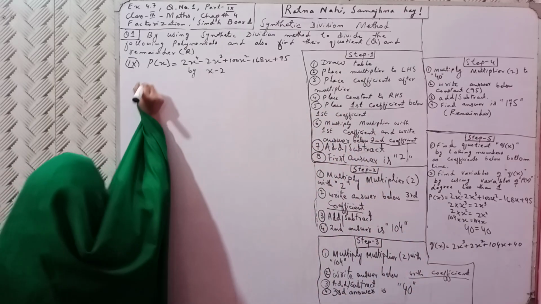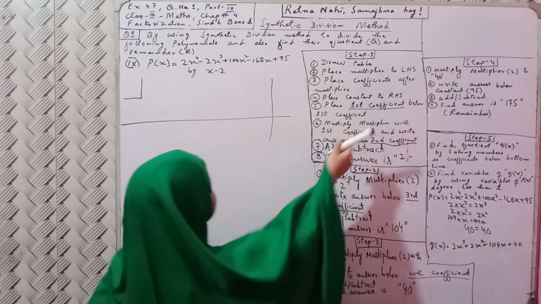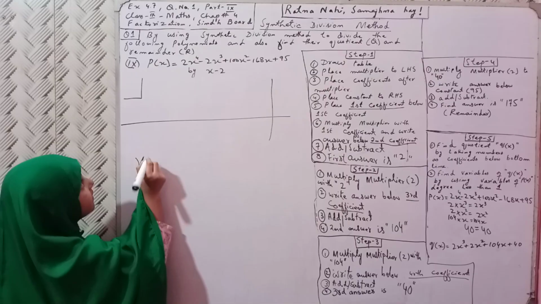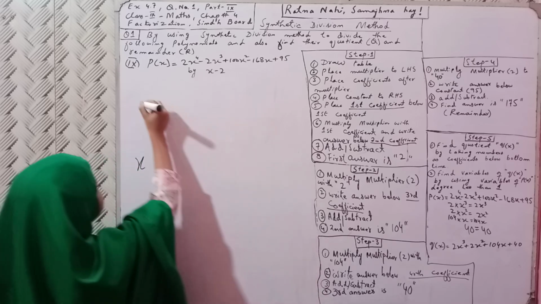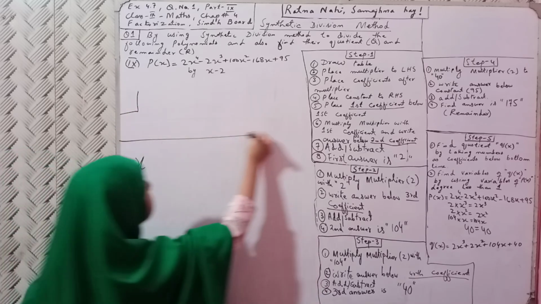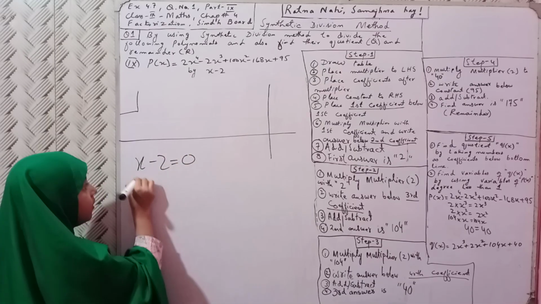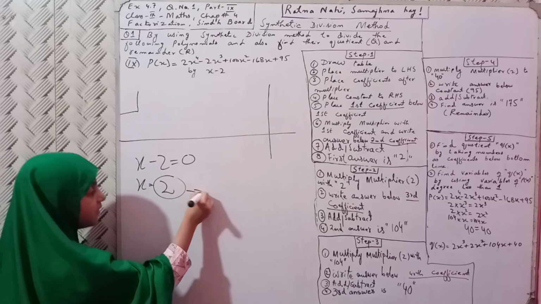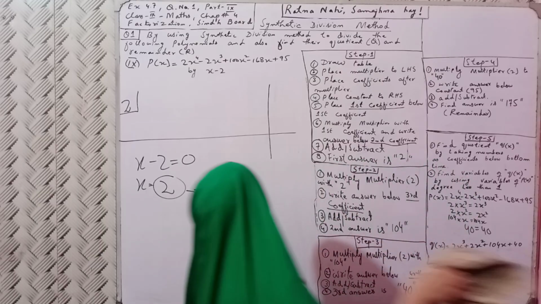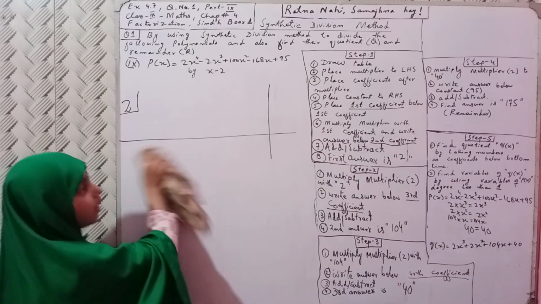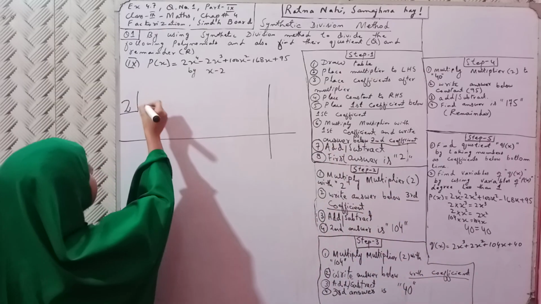First of all, draw a table. Then place the multiplier on the left hand side. x minus 2 is equal to 0, and x is equal to 2. This is the multiplier, and I am writing it here. Now I am removing it. You have noted it. Now place the multiplier on the left hand side.